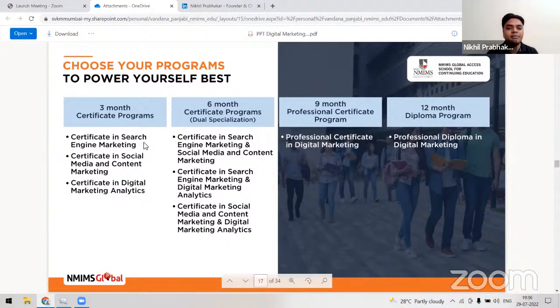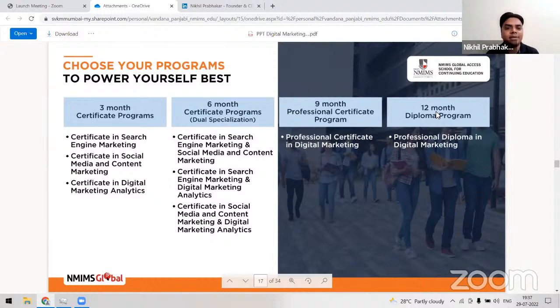So if you pick up search engine marketing, it's a 3-month marketing program for a certificate. You can combine 2 areas to have a dual specialization, a 6-month certification program, or you can combine 3 or all of them and get a professional certificate in digital marketing. So here you are looking at all the aspects, and you can scale it up to a 12-month diploma program, which is a professionally recognized one.